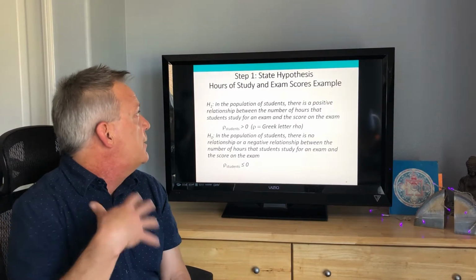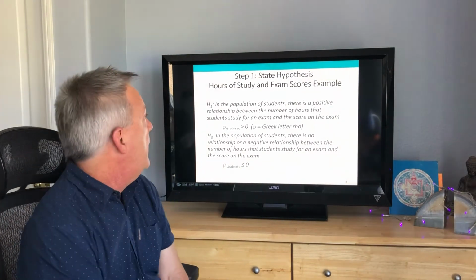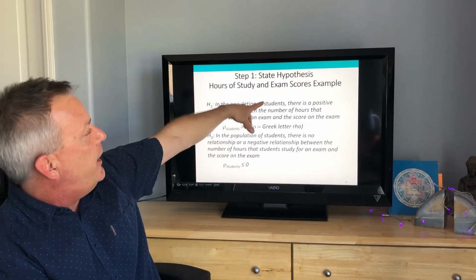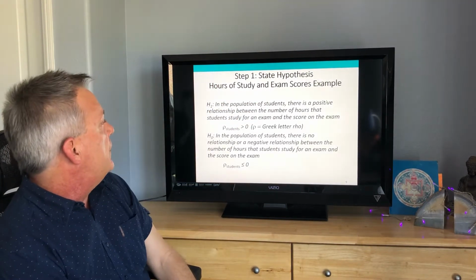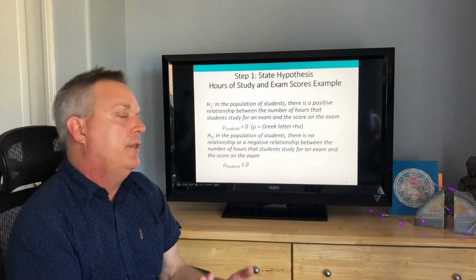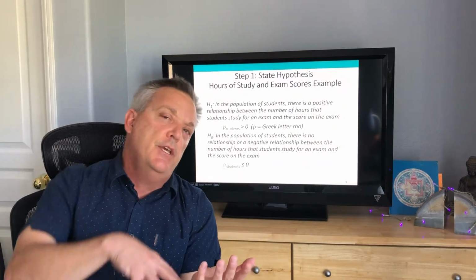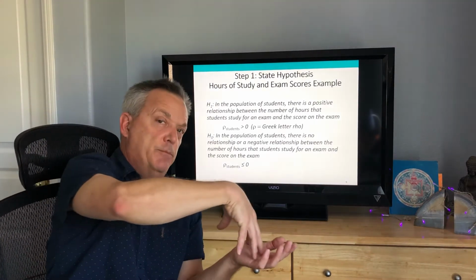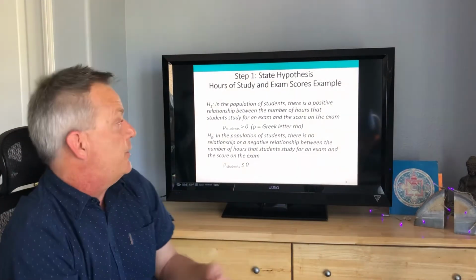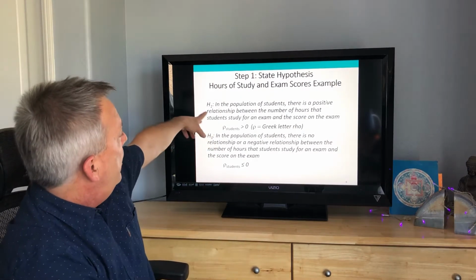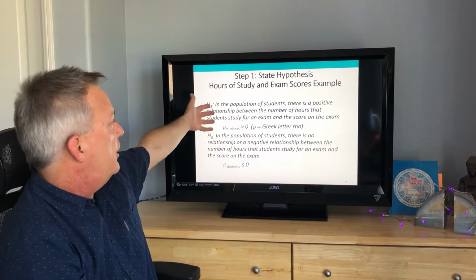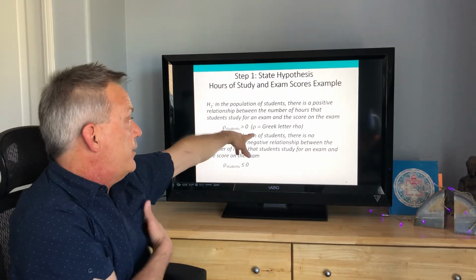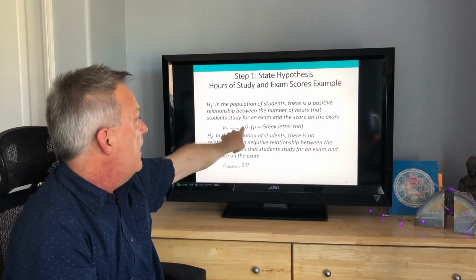So step 1 is to state your hypothesis, and in the book they talk about hours of study and exam scores, and obviously the hypothesis is if you increase your study time, that your exam scores are going to increase, so there's a positive correlation there. So the alternative hypothesis: in the population of students, there's a positive relationship between the number of hours that students study for an exam and the score on the exam.